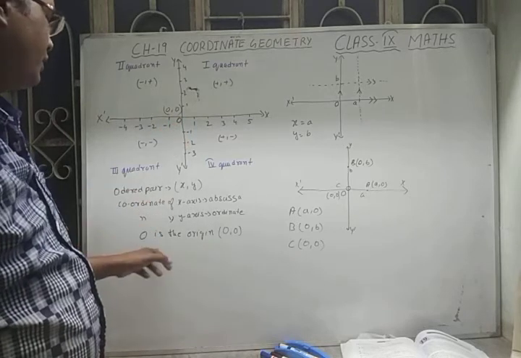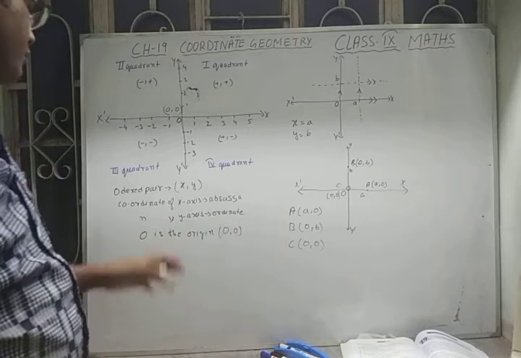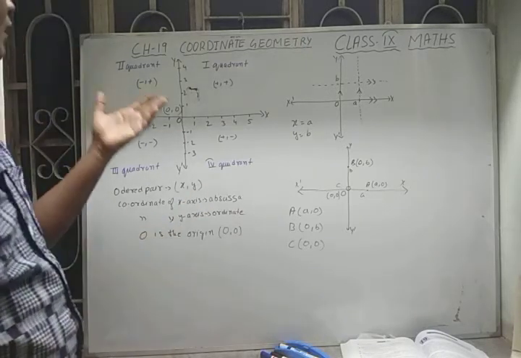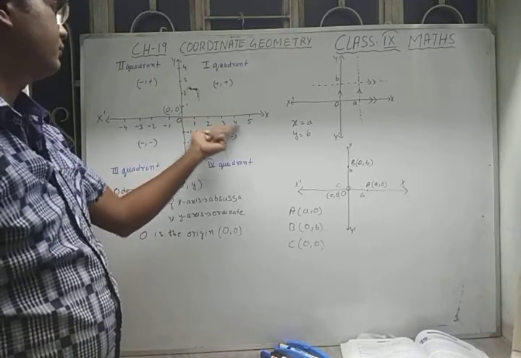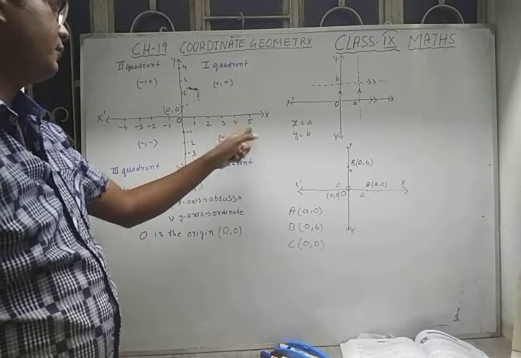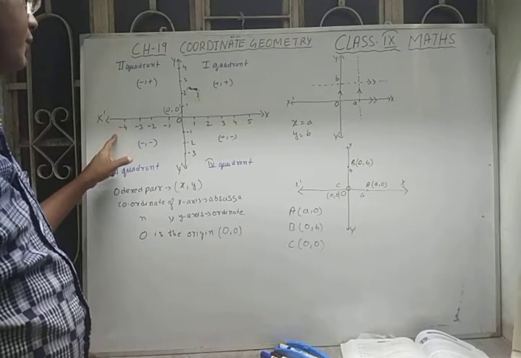The point at which both the axes are perpendicular to each other is called O. That is called the origin, whose coordinate is 0, 0. Now, on the right side of the 0 of the x-axis, we have to write all the positive numbers, and the left side of the x-axis is the negative numbers.